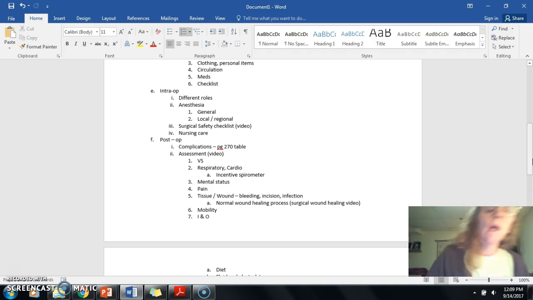During the surgery, there are different roles, different people involved. It's not just the doctor and the patient. There are a lot of different roles, so I would expect you to have some understanding of that. There are also different types of anesthesia. We talked a little bit about this during our maternity section, but I want you to have an understanding of that, and the degree of sedation that patients experience.